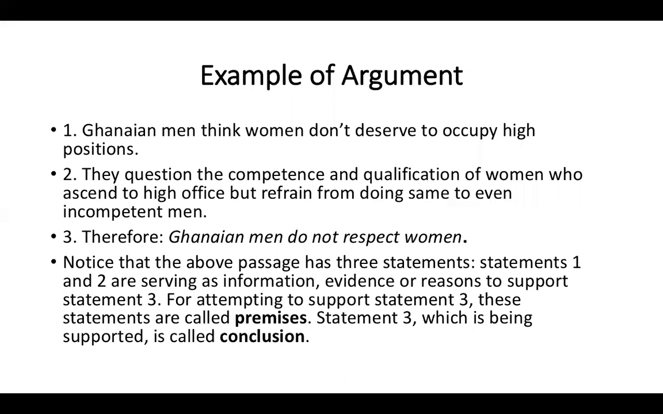Notice that the above passage has three statements. Statements one and two are serving as information, evidence, or reasons to support statement three. For attempting to support statement three, these statements are called premises. So statements one and two are called premises. Now statement three, which is being supported, is called the conclusion. So you have two premises and one conclusion. The premises come before the conclusion, but sometimes the conclusion can come before the premises.